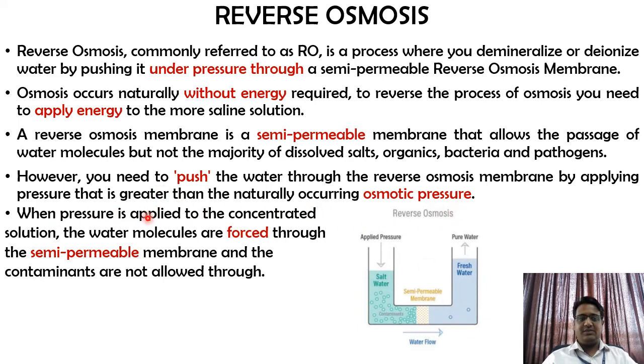When the pressure is applied to the concentrated solution, the water molecules are forced through the semi-permeable membrane and the contaminants are not allowed to do so. That is, if the size of these contaminants is more than the size of the pores available in this semi-permeable membrane, then those things will be held up on the left hand side, and in turn only the clear water will be there on the right hand side.